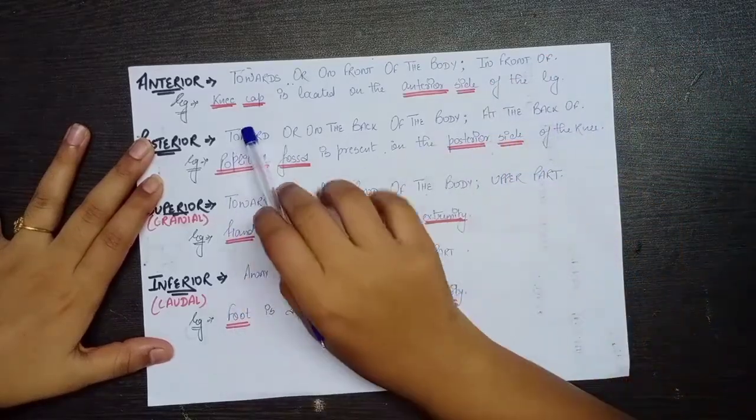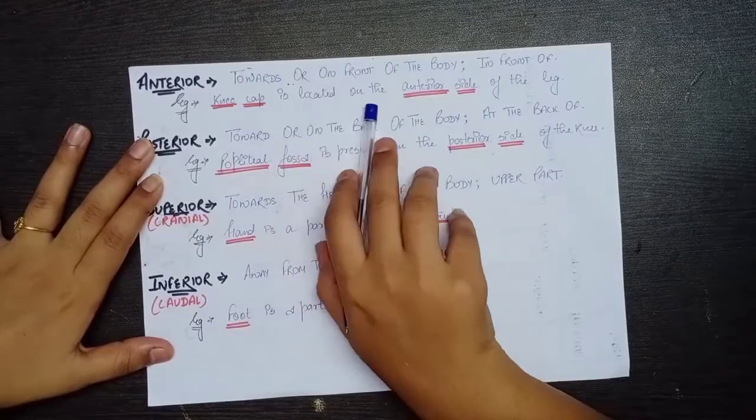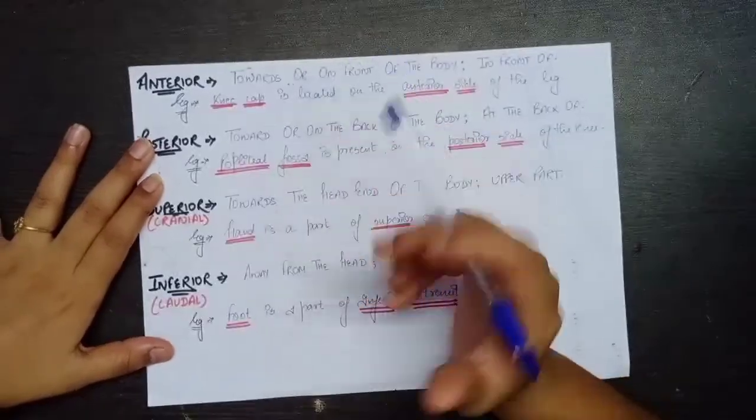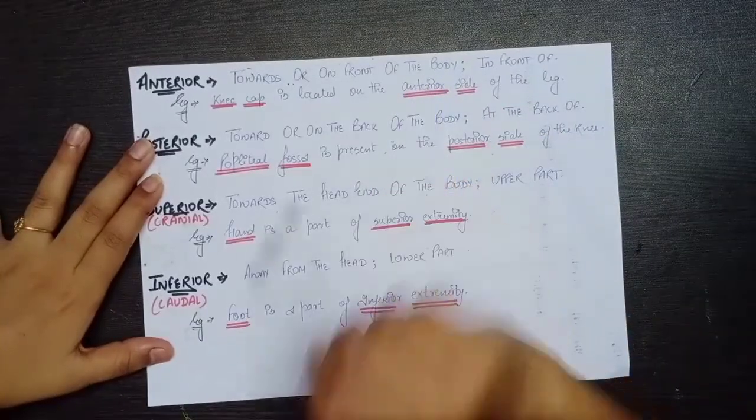Example, kneecap. Kneecap is also known as patella. The kneecap is located on the anterior side of the leg. Patella, as you all know, the kneecap, is present on the anterior or the front of the leg. So the word anterior has been used here.